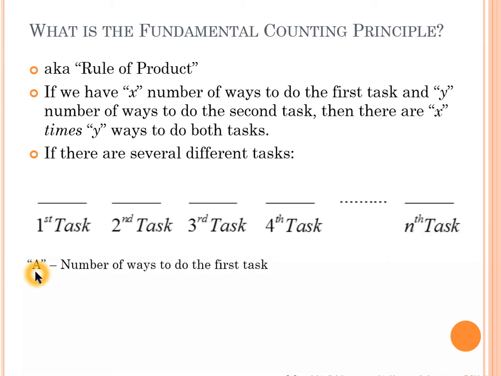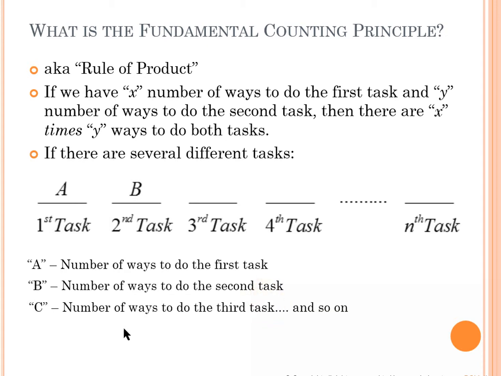So there are a number of ways to do the first task. So in the first task, maybe there are A ways to do it. There are B number of ways to do the second task. There are C number of ways to do the third task, and so on.